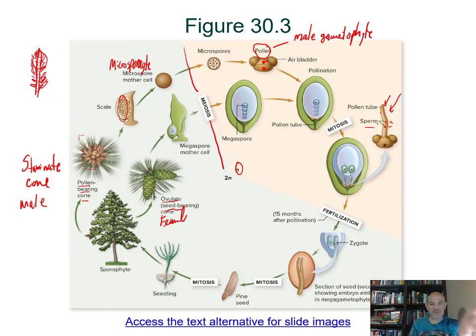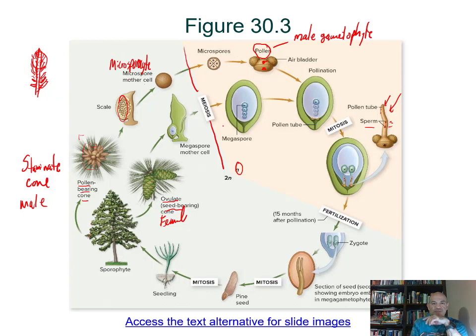Now, all of this is described on the slides before and after this, so we're just looking at it in the image here. You can see the two sperm that have been produced by the generative cell and the other cell that's directing the development of the pollen tube. Okay, so let's come back over here and go back to the female cone.